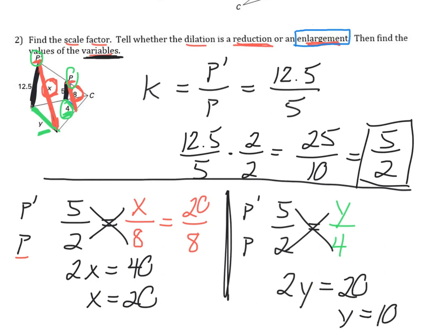And once again, I can double check to make sure that's correct. If I plug it back into this ratio, I end up with 10 over 4, which is going to reduce down to my same scale factor, 5 over 2. So all the side lengths, when I compare them, will always have the same scale factor. 5 to 2, 5 to 2, and 5 to 2.